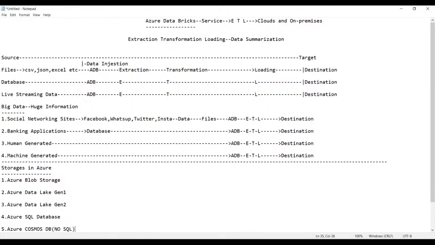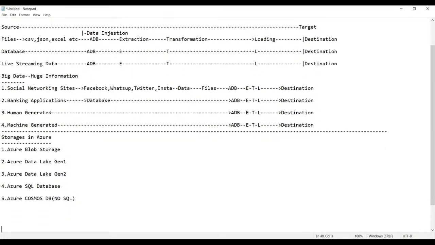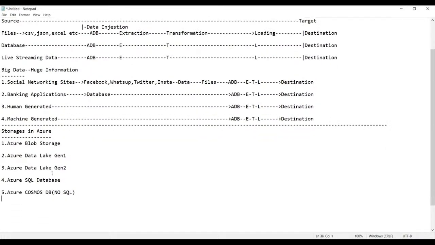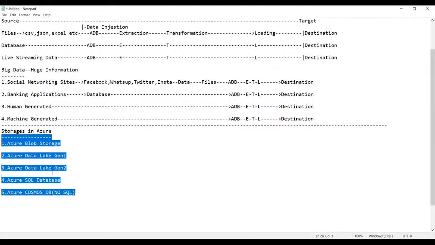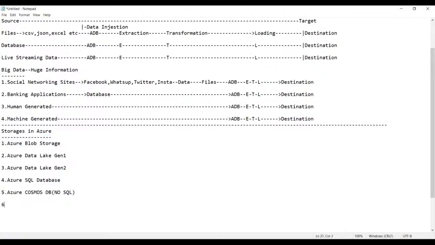It is called what? A NoSQL database. Getting my point, everyone? This is called what? A NoSQL database. Following, everyone, please. And afterwards, we can have the next one. What is it? Azure Elastic Pools.